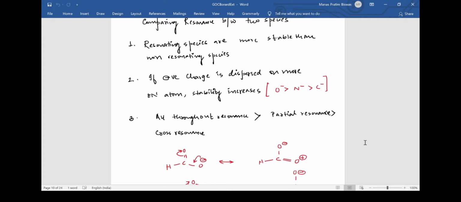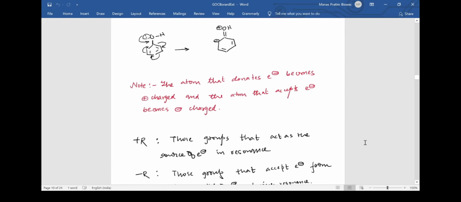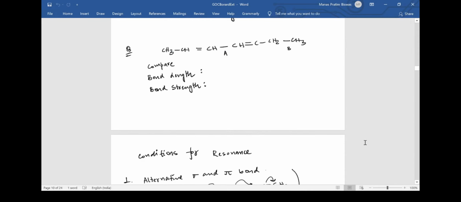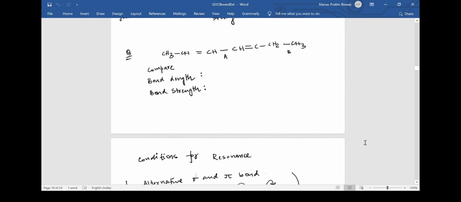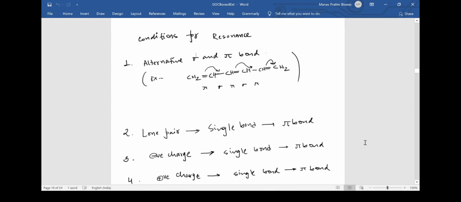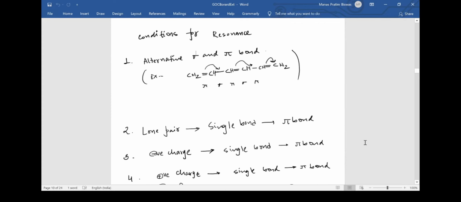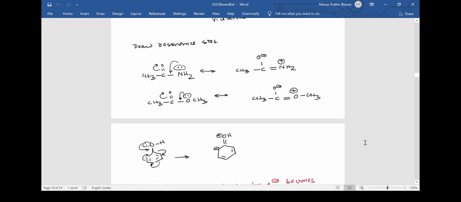What this means is that if, suppose, the resonance is taking place from some origin to some destination, and if the destination atom is of more electronegativity than the origin, then the resonance is getting better. So with the help of this, we can explain the example that we took earlier. It was, I think, after this example.